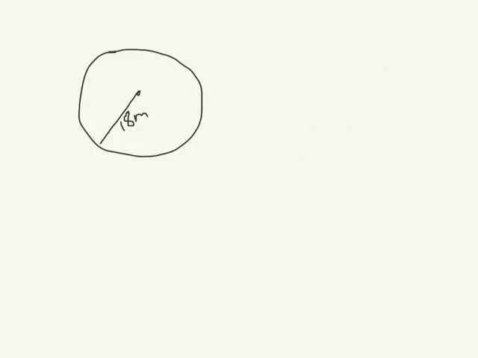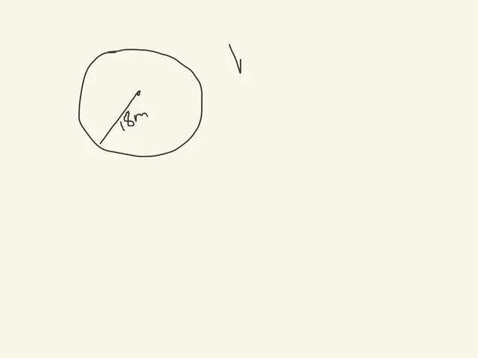So here's the jogger on the track problem. It says the jogger is traveling in uniform circular motion with a period of 30 seconds, and the track radius is 18 meters. And we've got to figure out how fast the jogger is going. What is the speed?